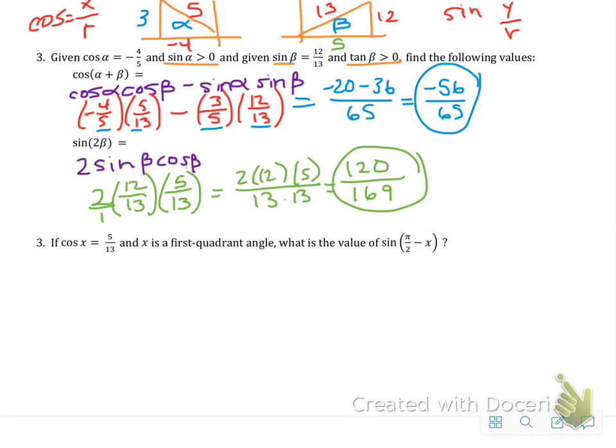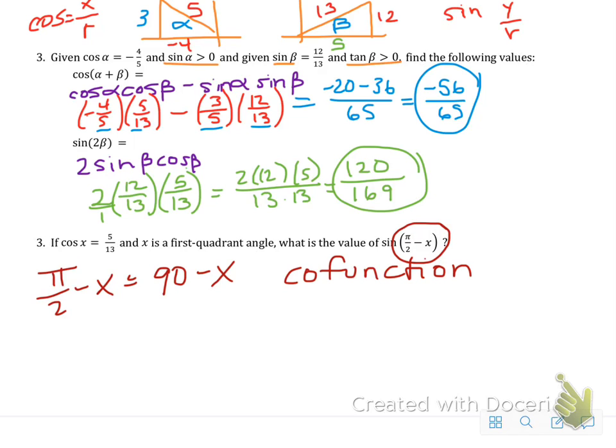Alright, so now let's look at the second problem 3. On this one, we're given cosine x equals a ratio, which seems very similar to what we just did, but let's pay attention to what the question is asking. We're told it's a first quadrant angle, and what is the value of the sine of a different angle? Now pay special attention to what's in the parentheses. Pi over 2 minus x is the same as 90 minus x. So that means this is a cofunction.